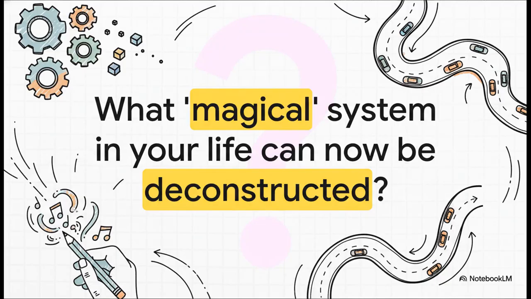So I'll leave you with this question. Think about it. Whether it's the company you work for, or the traffic patterns in your city, or maybe even a creative hobby you have, what system in your life that feels like magic can you now deconstruct into its atoms, its rules, and its emergent properties?